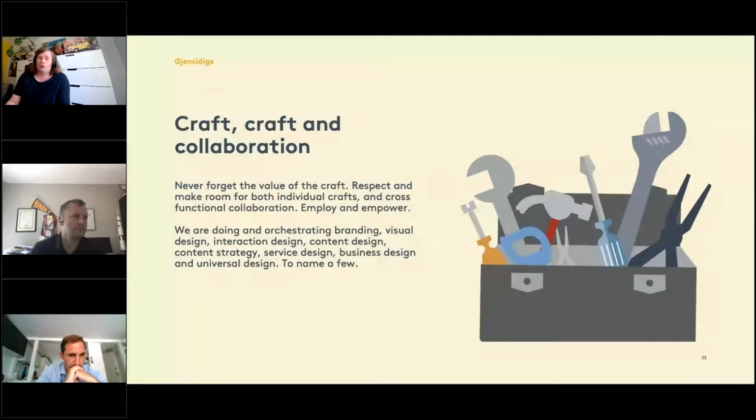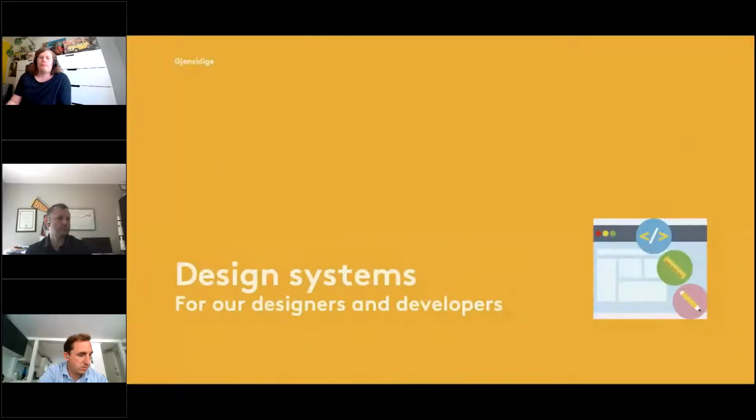And yeah, craft and collaboration. When you're focused on design leadership, you should never forget the value of the craft. So respect and make room for both individual crafts and cross-functional collaboration. Employ great designers and empower them. Then design systems. These are the services that you build internally for your designers and developers.